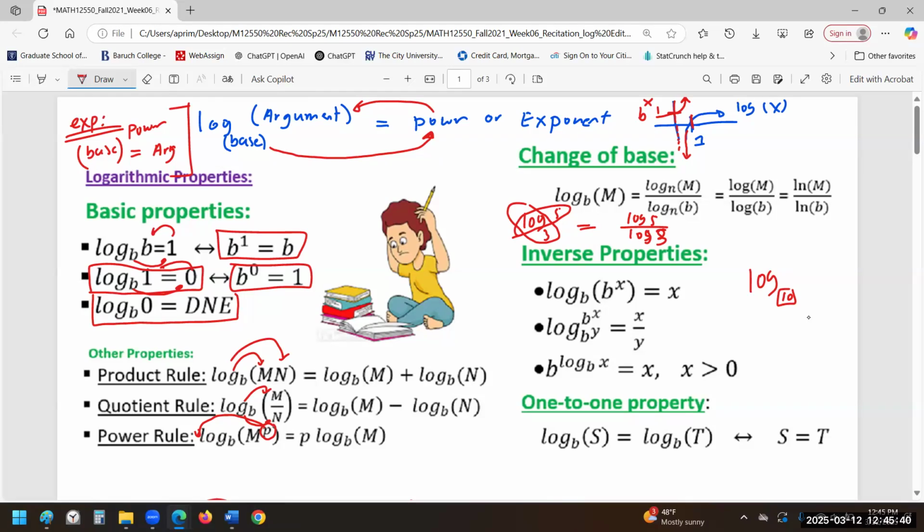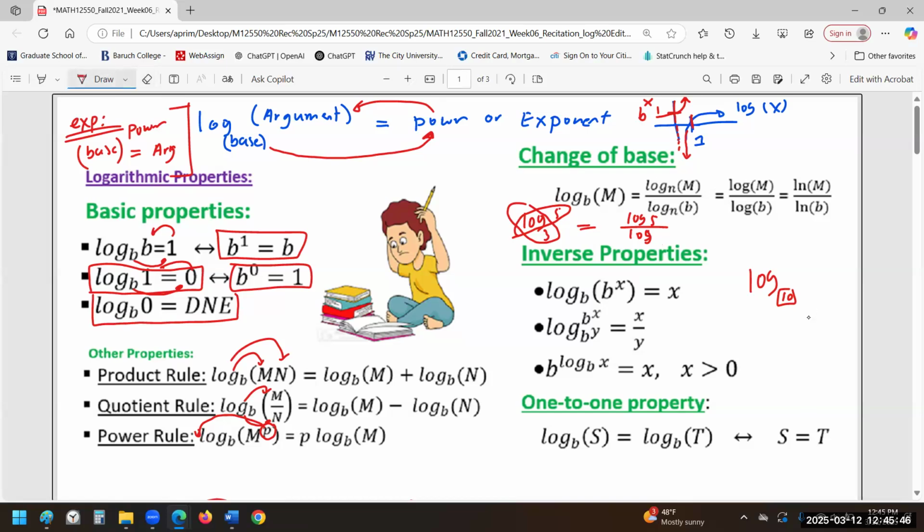What is log 5 divided by log 3? This is 3, doesn't look like 3. Let me rewrite. So that's why change of base is very important if you don't have a graphing calculator that has a base option.